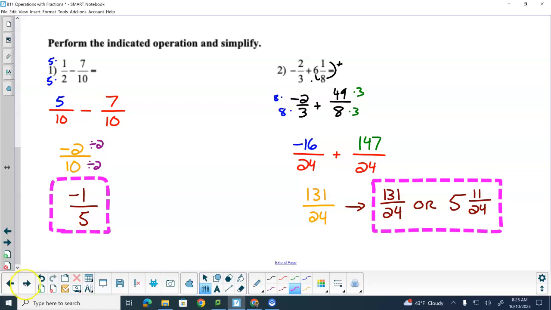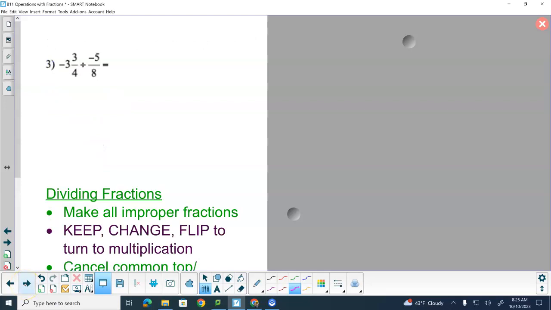All right. Number 3. Now we're going to divide fractions. This is what we did yesterday. Remember improper fractions, and then remember our 3 key words: keep, change, flip. So keep the first one, change it to multiplication, flip the second fraction. Try this one. Try number 3.